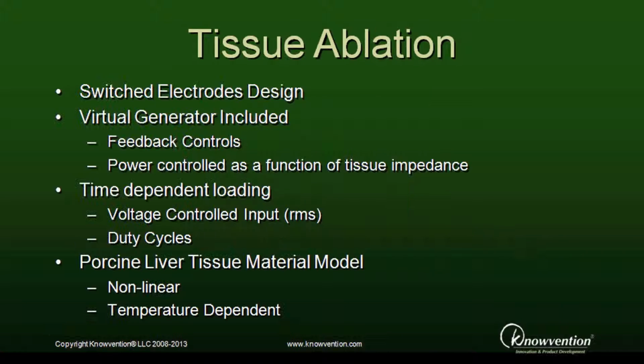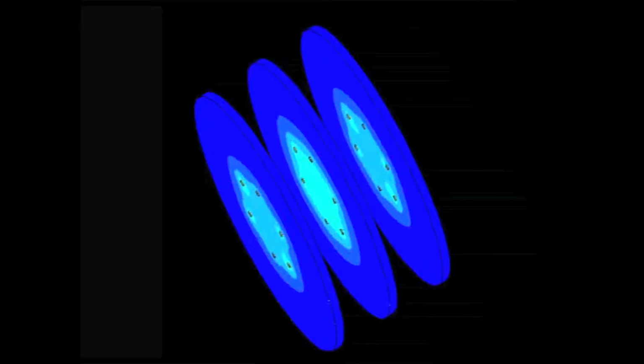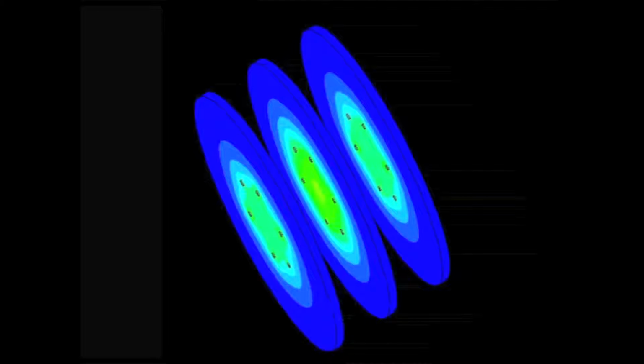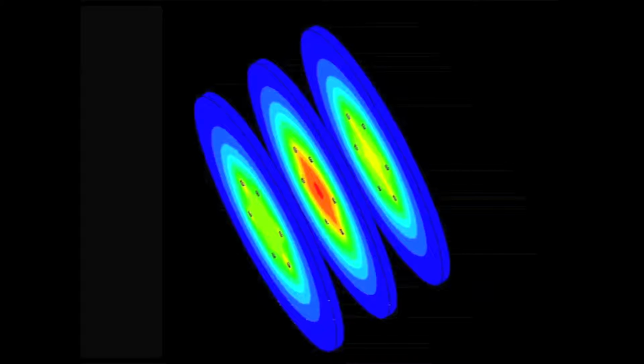model. Another tissue ablation example shows the complex effects of switching the electrodes on and off in a cyclic pattern between pairs of electrodes to sculpt a lesion. This model also involves a complete virtual generator that includes feedback control of the power as a function of tissue impedance. Again, the nonlinear liver material model is used. Here we see the temperature contours at 3 slice locations along the electrode axis. Note how the lesion builds and shapes with time.